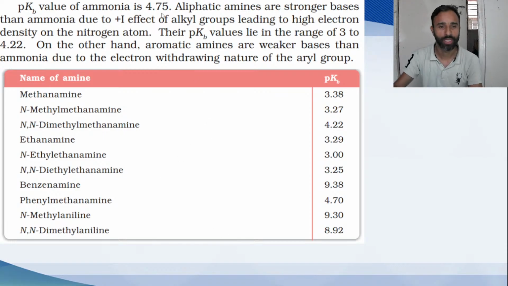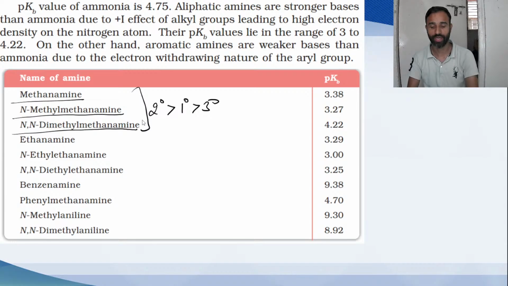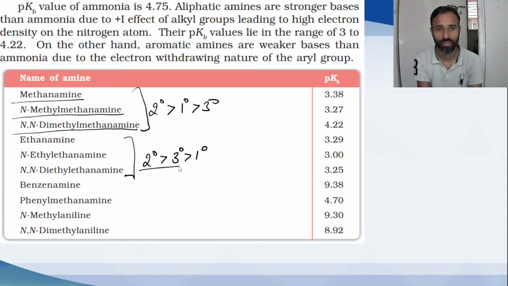So the methylamine, methylmethylamine and dimethylmethylamine. See, secondary amines are more basic than primary, than tertiary. For methylamines, this is the order: secondary is more than primary and then tertiary. In case of ethylamines, again secondary is more basic, then tertiary, then primary. You see the order.